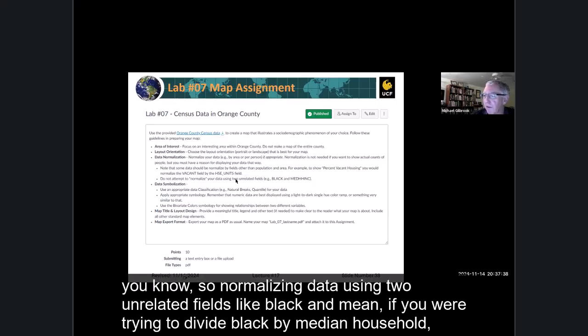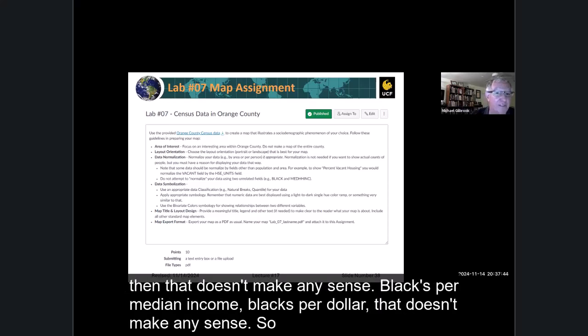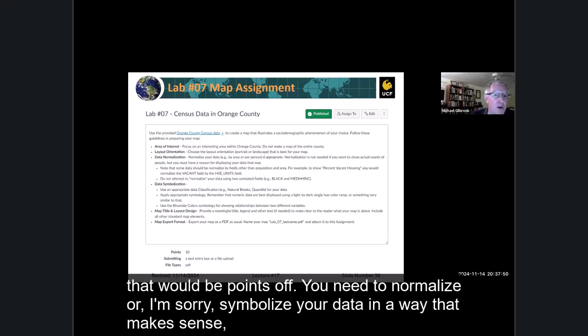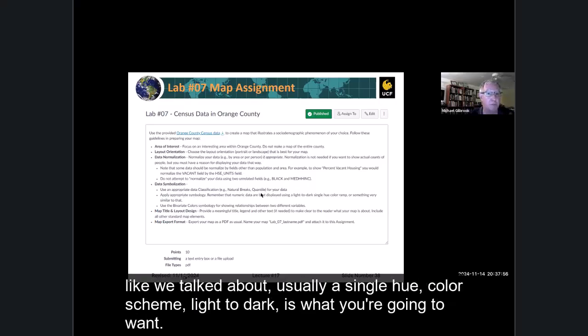So normalizing data using two unrelated fields, like Black and median household income, doesn't make any sense. Blacks per median income, blacks per dollar, that doesn't make any sense. So that would be points off. You need to normalize, or I'm sorry, symbolize your data in a way that makes sense, like we've talked about.